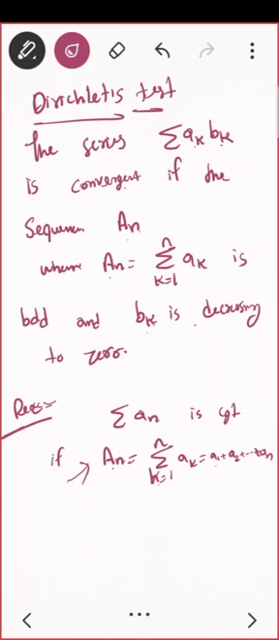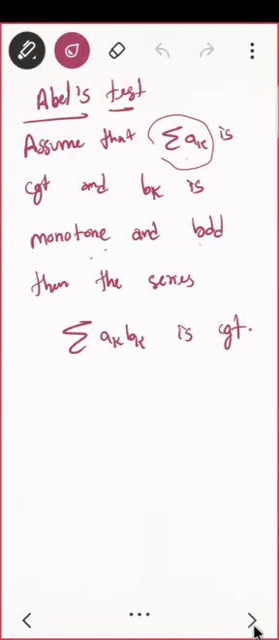Let us see some example now. Suppose we are having a series summation 1 upon 2 raised to n into, I just want to create a series that will be good, 1 upon 2 raised to n multiplied by say a raised to n upon n factorial.